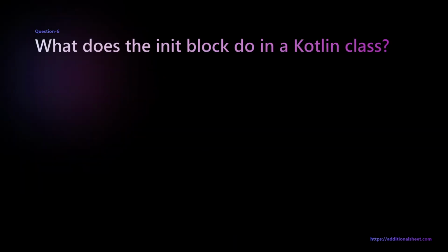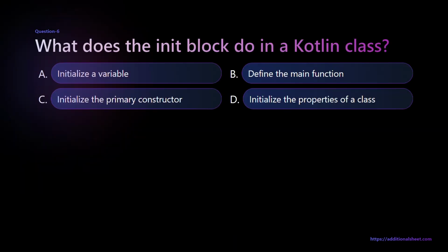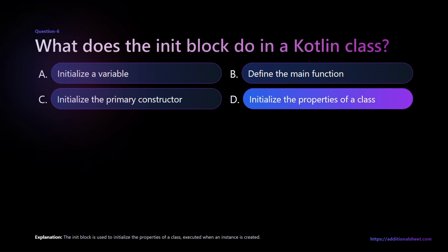What does the init block do in a Kotlin class? Option A, initialize a variable. Option B, define the main function. Option C, initialize the primary constructor. Option D, initialize the properties of a class. The correct answer is Option D, initialize the properties of a class.